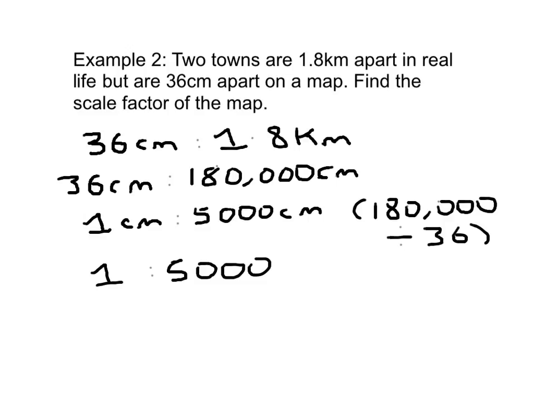180,000 centimetres. But then what we do is we divide both sides by 36, because I want to work out what 1 centimetre is on the map in reality. And 1 centimetre on our map in reality is 5,000 centimetres. 180,000 divided by 36. 1 centimetre is 5,000 centimetres in real life. So we then get rid of the units and we just write 1 compared to 5,000, and that's our scale factor or map ratio.